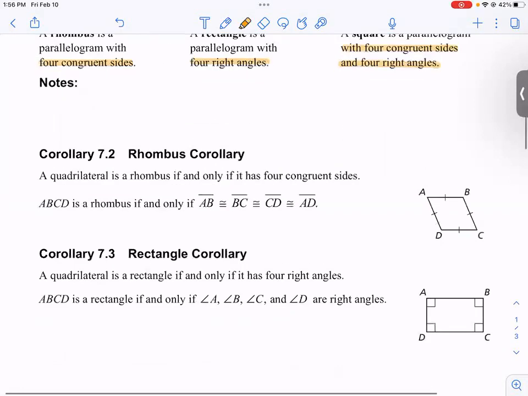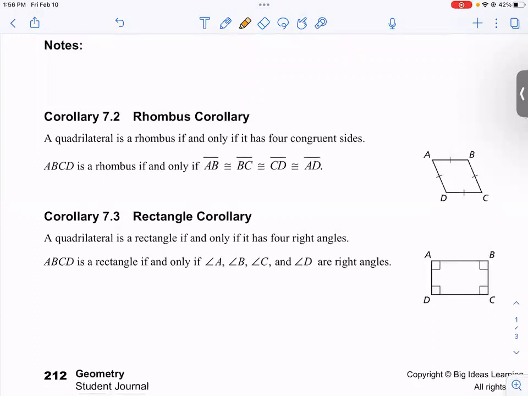All right, so a rhombus has four congruent sides. So this is an if and only if statement. If it has four congruent sides, we know it's a rhombus. If it's a rhombus, we know it has four congruent sides.